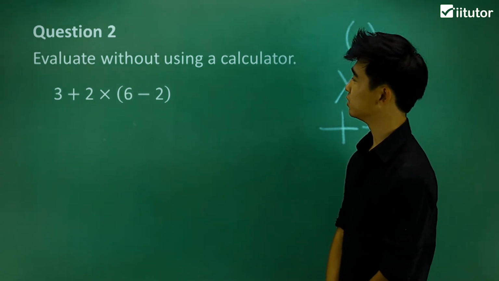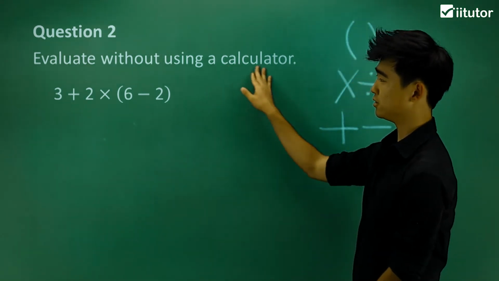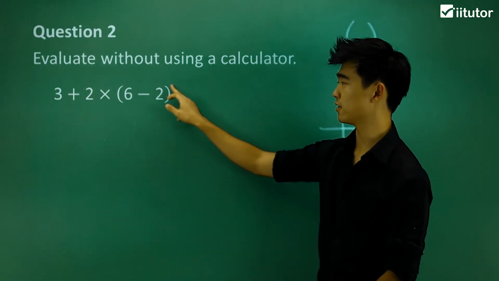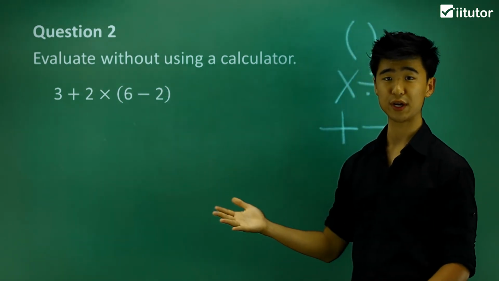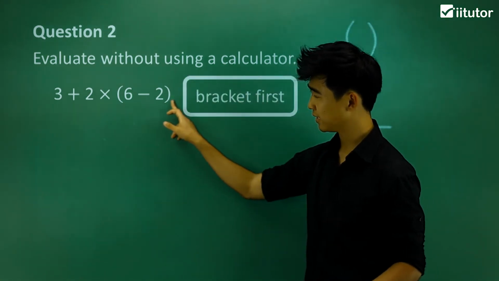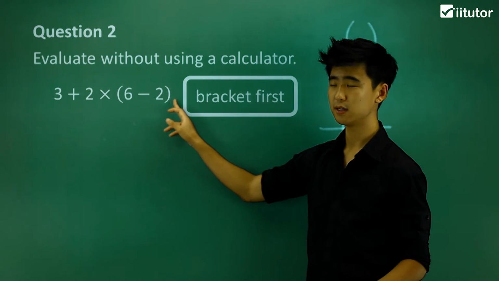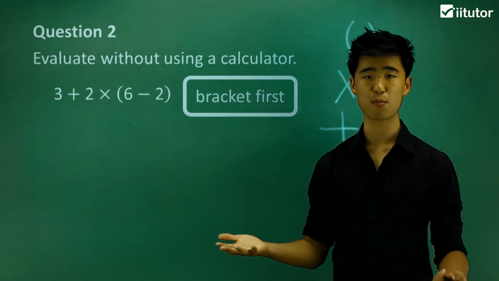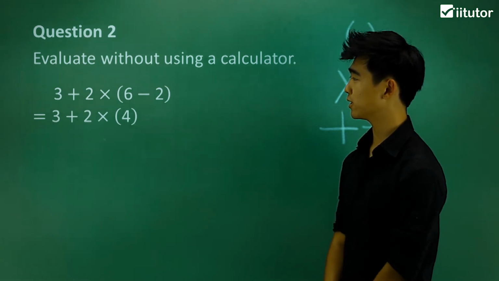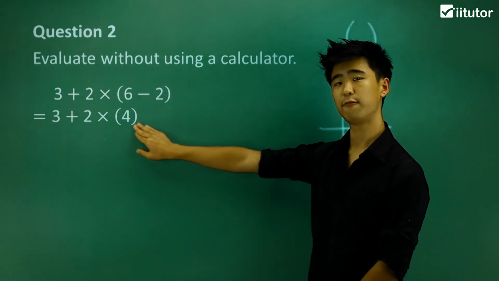Question number 2. Evaluate again without using a calculator. So 3 plus 2 times, and we have another bracket. First thing we're going to do, brackets. So brackets first, inside here. 6 minus 2 is inside the bracket. I want you to calculate that part. So if we have a look at it, simply it becomes 4.